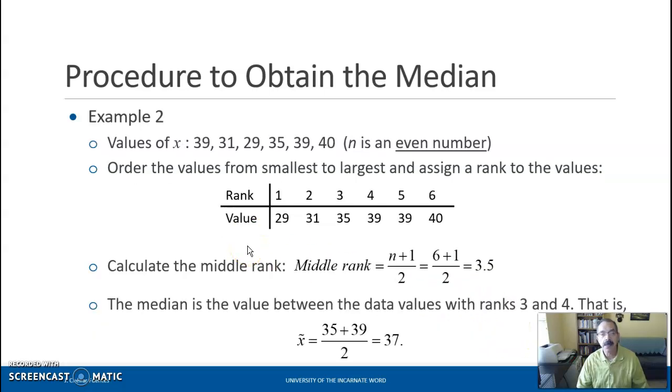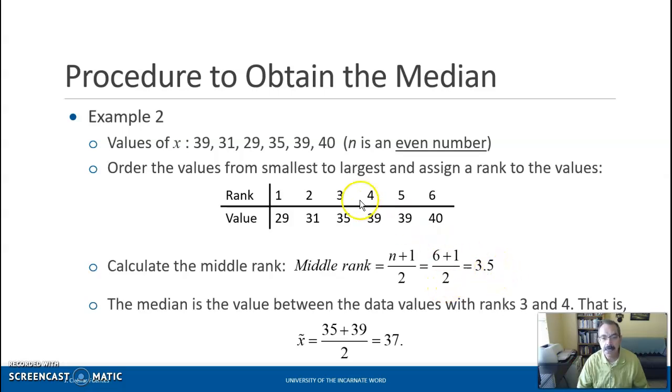So here's another example. Now in this case, it's the same data as in the previous example, except that we added one more value, so that the number of values in the sample is an even number. So now the same thing, we order the data values in the sample from smallest to largest, and we assign them a rank. Then we calculate the middle rank. In this case, n is 6, plus 1 is 7, divided by 2 is 3.5.